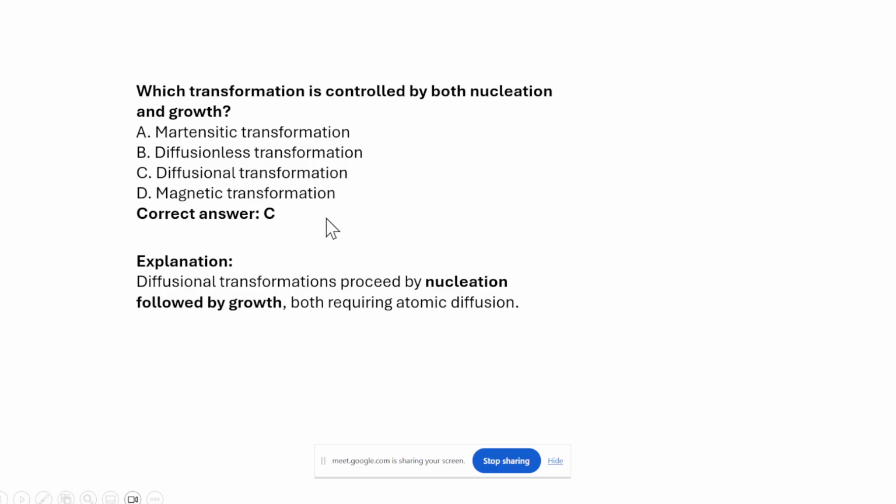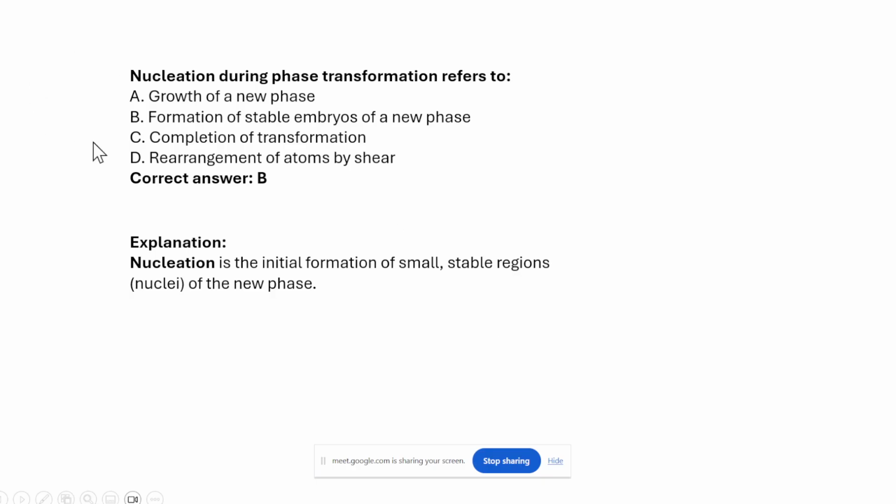Which are the pearlitic phase formation: faster cooling, moderate cooling, furnace cooling, and air cooling? All of these come under diffusional transformation, because there is enough time for nucleation to form, grow, and diffuse into coarser grains. Martensitic transformation is not. So the answer will be C. In the diffusion transformation process, nucleation followed by growth, both are required for the atomic diffusion.